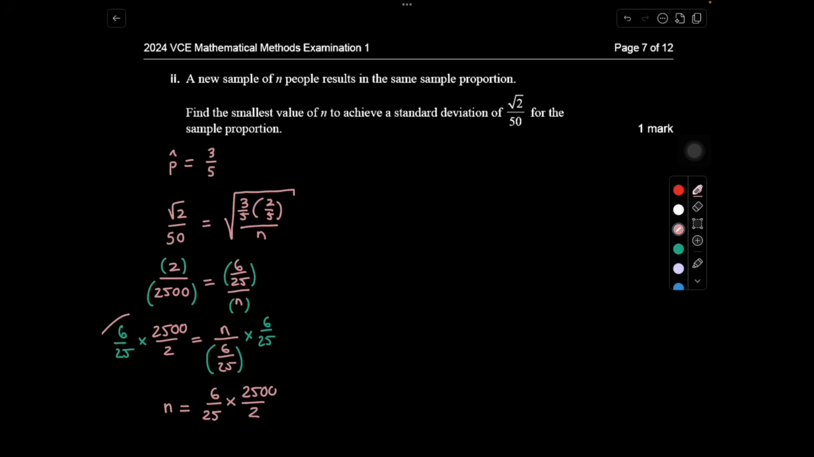And now we can simplify things. So this simplifies to 3 there. This 25 and this 2,500, this becomes 100. So we're left with n is equal to 3 times 100. So our answer is 300.